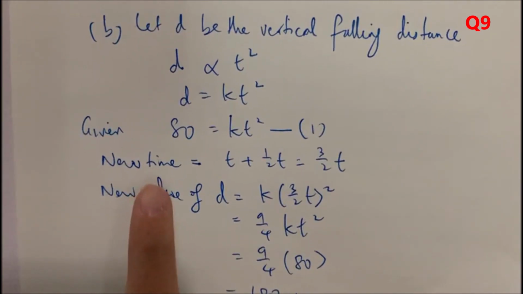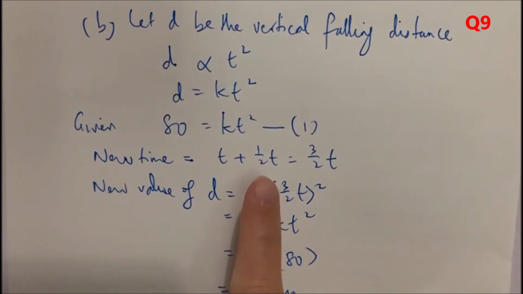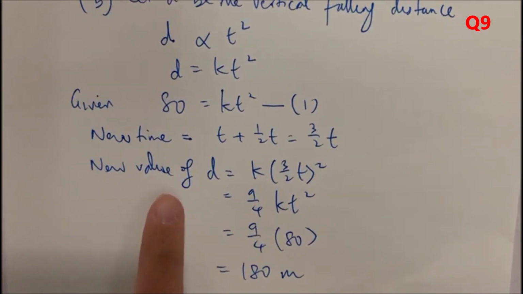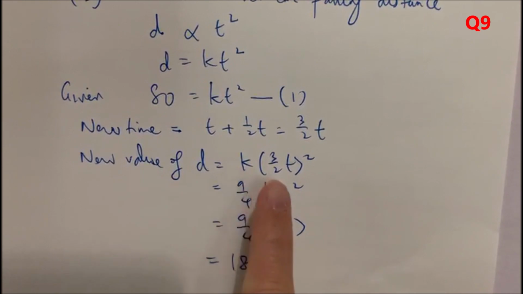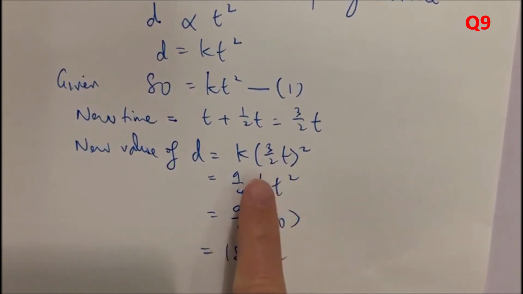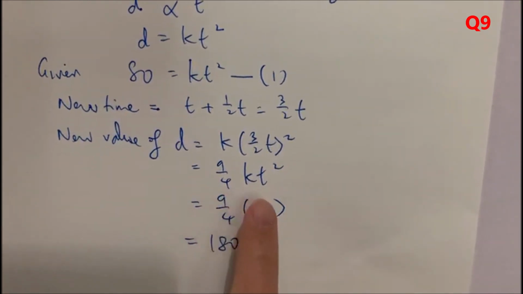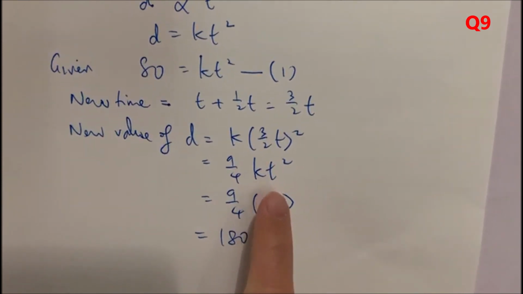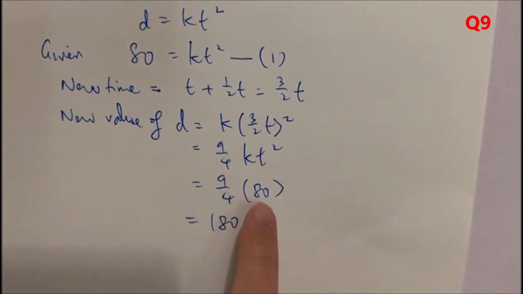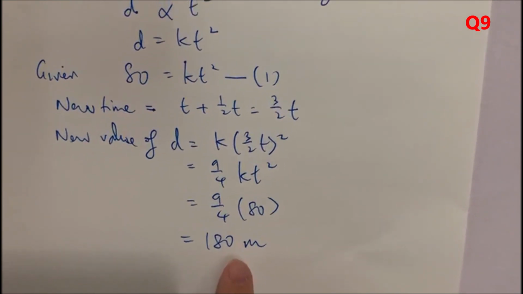Now the new time is just the old time plus 50% more. So 50% is half. So it's t plus half t, which is 3/2 t. So the new falling distance will just be k times the new time, which is (3/2 t) squared. Remember, the square covers the 3/2 as well. And when you square 3/2, you get 9/4. So it's 9/4 kt squared. But looking at part 1, equation 1, you'll see that kt squared is actually 80. So you substitute the 80 in, and that's 180 meters.